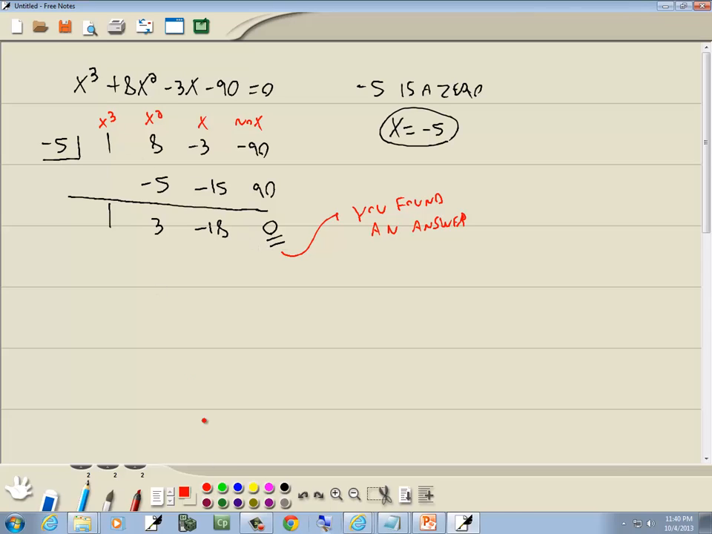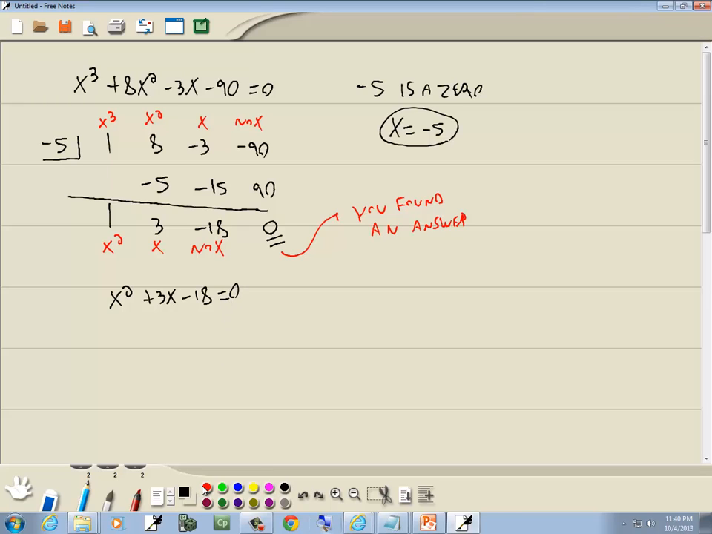Now this started out as x to the third. This is now down to x squared. This is x, and this is no x. So we have x squared plus 3x minus 18 equals 0. Why did I set it equal to 0? Because we're finding zeros. Whenever you're finding zeros, you set it equal to 0. Again, solving means the same thing as finding zeros.